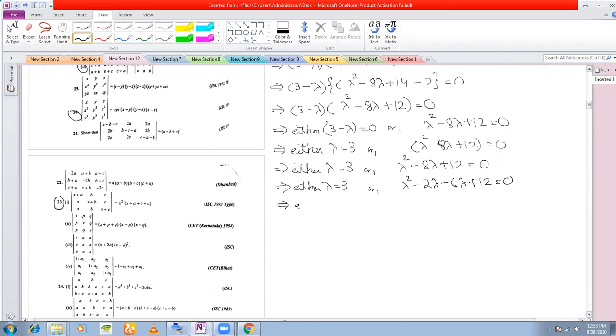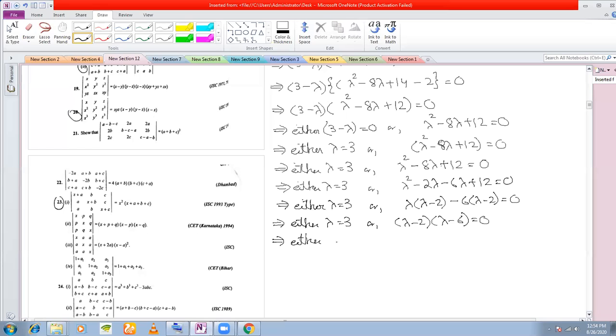So this means either lambda equal to 3 or lambda into lambda minus 2 minus 6 into lambda minus 2 equal to 0. Either lambda equal to 3 or lambda minus 2 into lambda minus 6 is equal to 0. That means either lambda equal to 3, or lambda equal to 2, or lambda equal to 6. So you're getting 3 solutions.